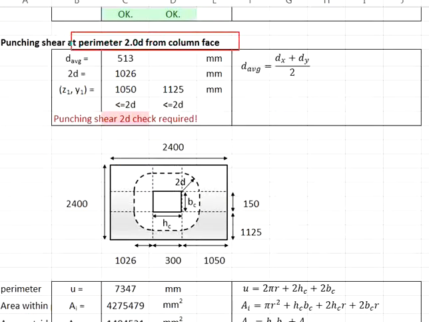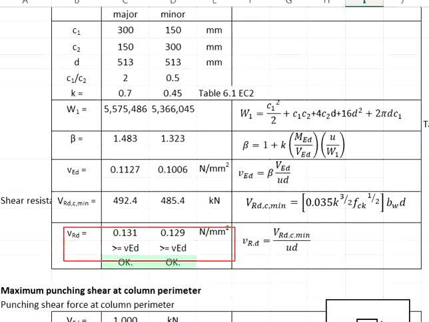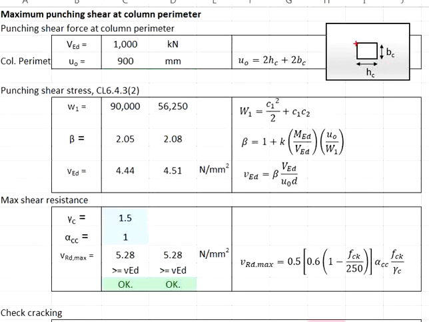Later, you need to check for the punching shear at 2D perimeter from the column face. Find the locations of the 2D perimeter. If it is within the pad footing, you're going to check for the punching shear. Make sure your shear resistance is greater than the shear stress. And then check the maximum punching shear at the column perimeter. Now it is the perimeter surrounding the column. Make sure the shear resistance is greater than the shear load.